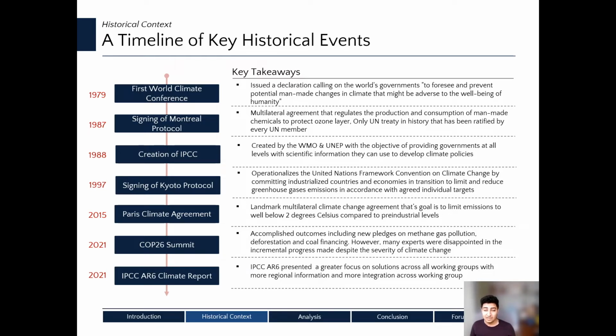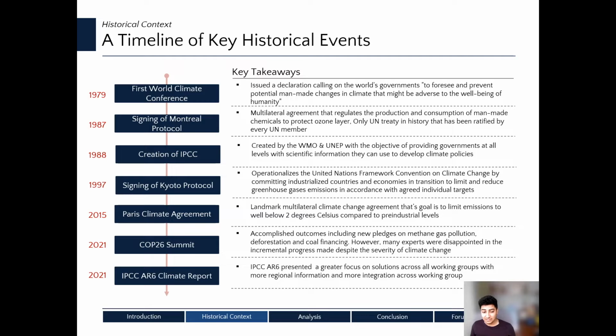So shortly after this World Climate Conference, there was a lot of talk about the ozone layer and the damages humans were causing to the ozone layer, which resulted in 1987 in the signing of the Montreal Protocol. And this is a multilateral agreement that regulates the production and consumption of man-made chemicals to protect the ozone layer. And it's interesting because this problem became so large in the past that this is the only UN treaty that's been ratified by every member. In fact, during this time, there were television ads and TV specials on the concerns related to the ozone layer, and this was a really significant problem.